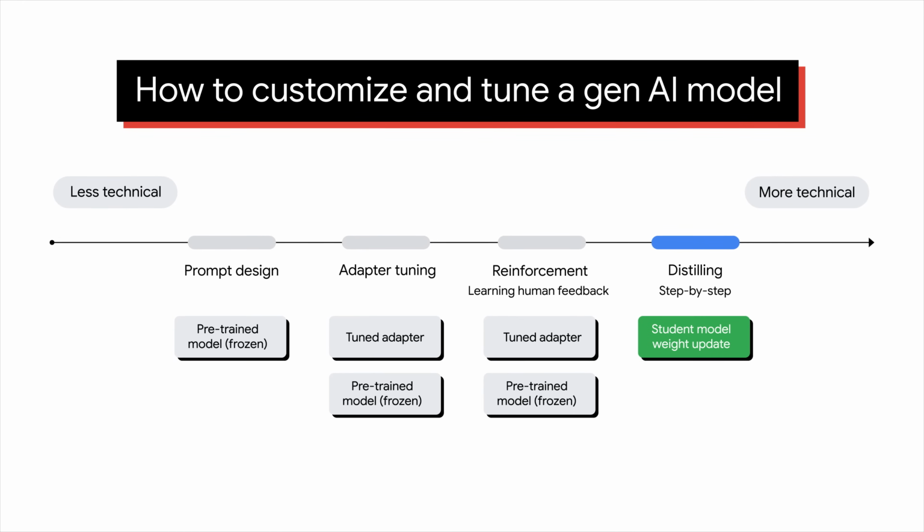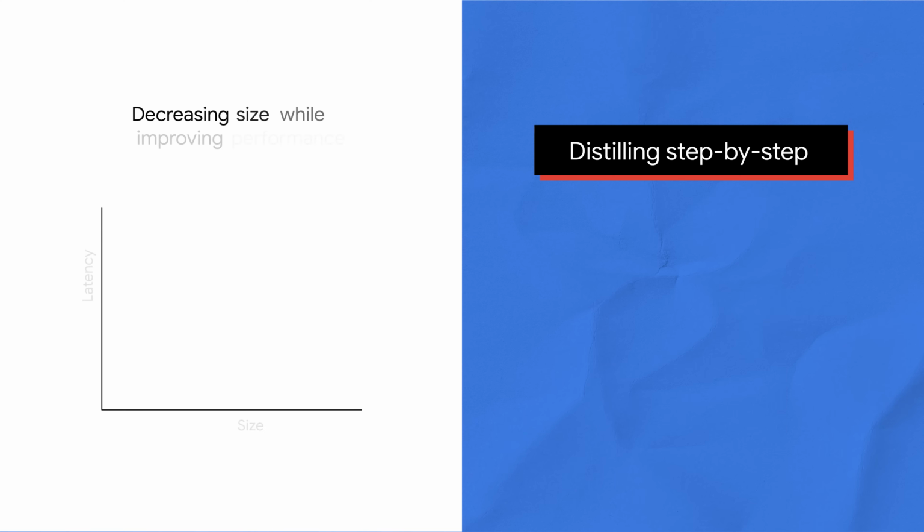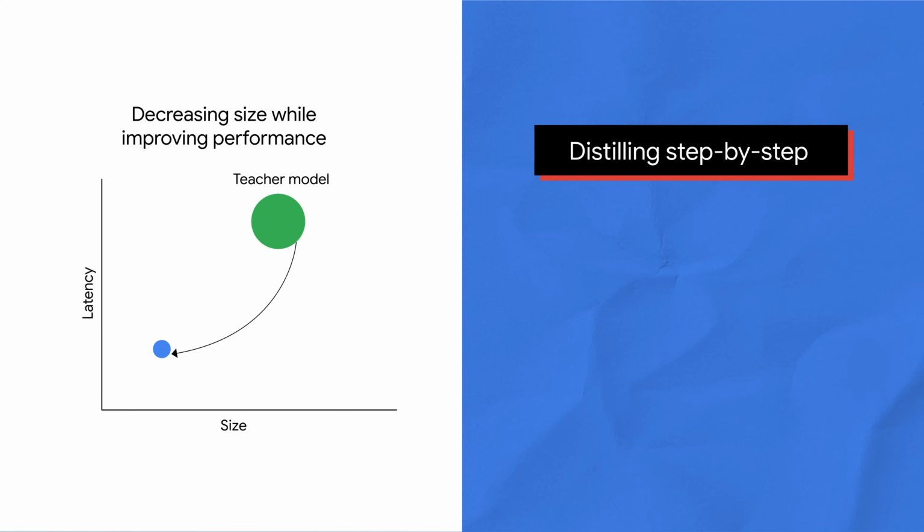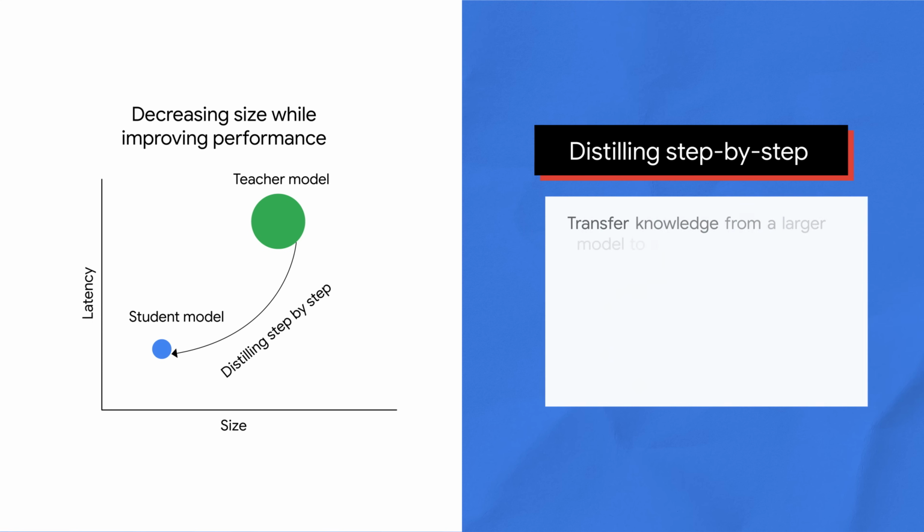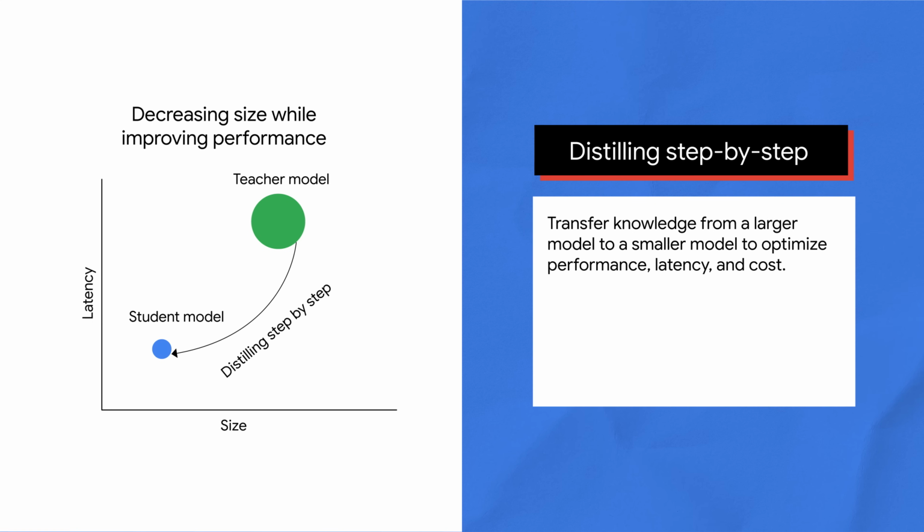Distillation, a more technical tuning technique, enables training smaller task-specific models with less training data, lower serving costs, and lower latency than the original model. This technique is exclusive to Google Cloud. Through Vertex AI, you can access the newest techniques from Google Research available with distilling step by step. This technology transfers knowledge from a larger model to a smaller model to optimize performance, latency, and cost.